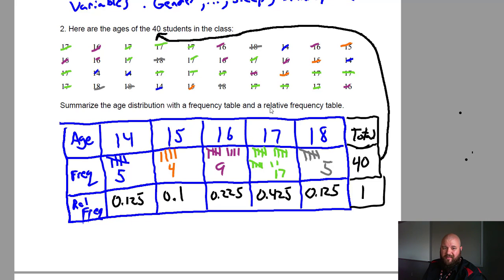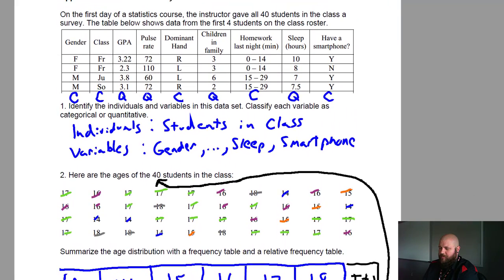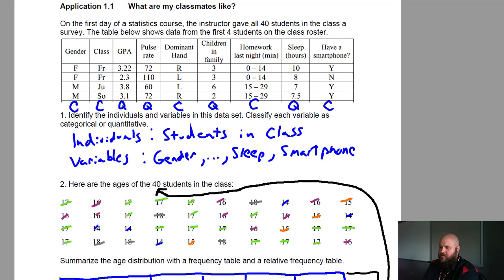So with that, that is creating a frequency table and relative frequency table. Again, we're looking at dealing with individuals and variables, and then on the variables, labeling them categorical or quantitative. Categorical is dealing with a label, and quantitative is dealing with a number that can be used to find an average. Okay? So that takes care of lesson 1.1.